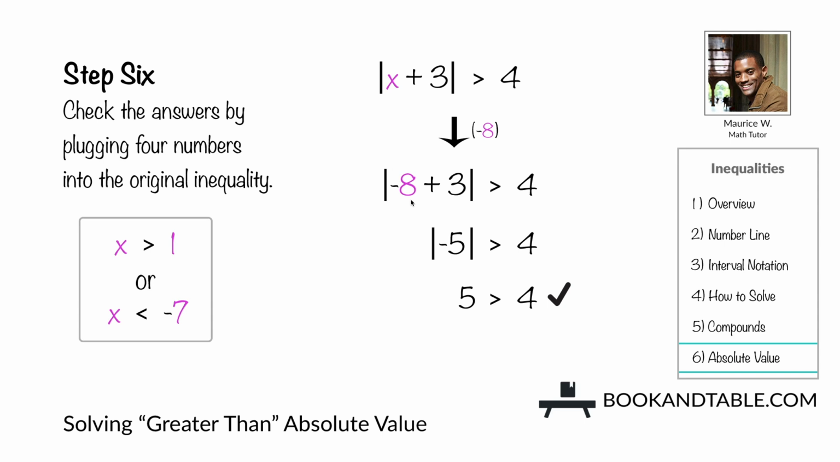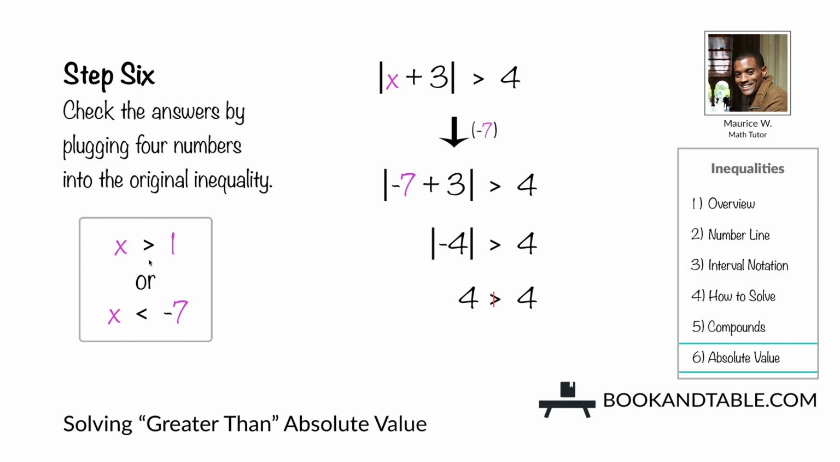So we plug in negative 8 for x, we get negative 8 plus 3, which is negative 5. And the absolute value of negative 5 is 5, giving us the true statement 5 is greater than 4. So negative 8 worked as we were expecting. Now let's plug in negative 7. Negative 7 plus 3 is negative 4. The absolute value of negative 4 is 4, giving us the false statement 4 is greater than 4. So we see by plugging in negative 8 and negative 7, this interval is true.